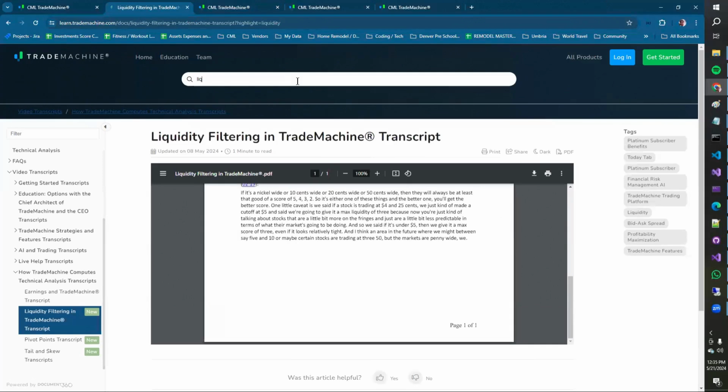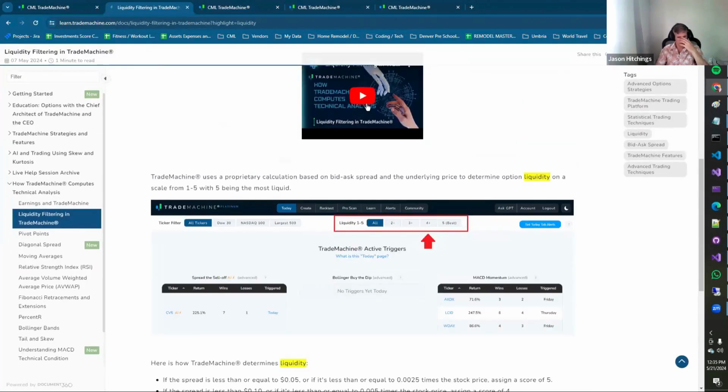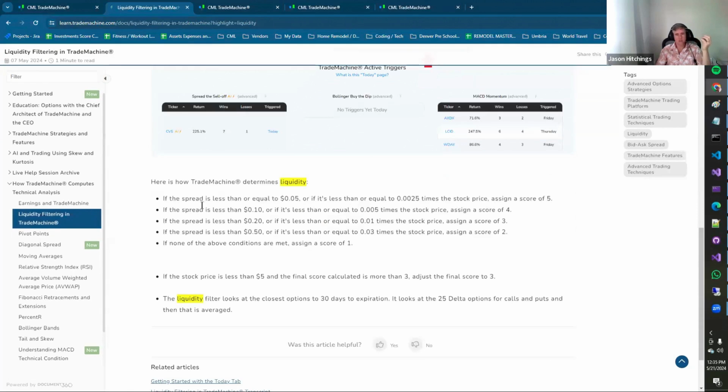So that was the transcript of what we covered there. There's a whole webinar where I cover a decent chunk of that, a live help session. But here's the basic formula. If it's a nickel or it's this percentage of the width, it's a 5, et cetera, and it goes on down. So this is 3% wide. So if it's a $100 stock and it's a $3 wide at the money option, that would be a liquidity of 2. So that was kind of an in-depth answer.